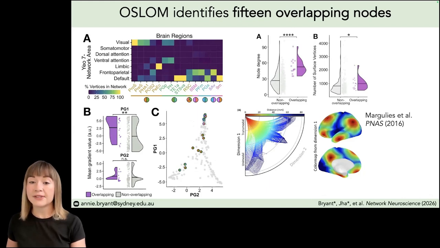This is more of an aside, really, but I also just wanted to point out that the overlapping regions have an overall higher node degree and are also statistically larger than non-overlapping counterparts on average.